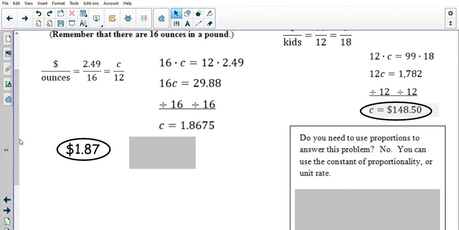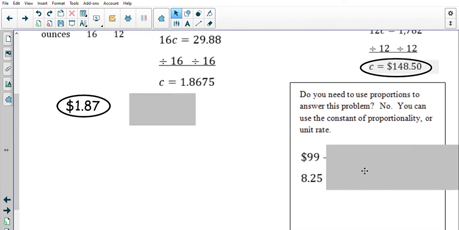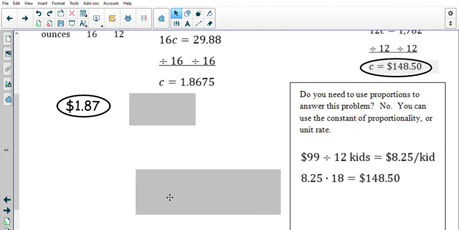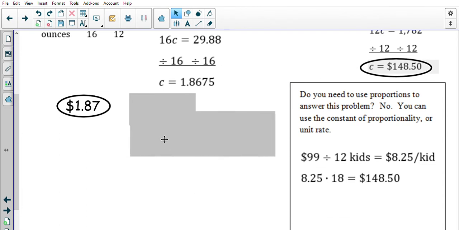Now, do you need to use proportions to answer this problem? No. You could actually use the constant of proportionality or unit rate to find your solution. The way we would do that is find the cost per kid to go to the movies. We would take $99 divided by 12 kids. That gets us $8.25 per kid, and then multiply that by 18. It gets you the same solution, and it's an alternate way to do the problem. If the problem doesn't say you have to use a proportion, you could certainly use this.